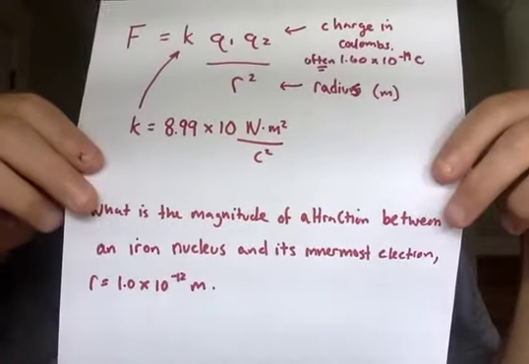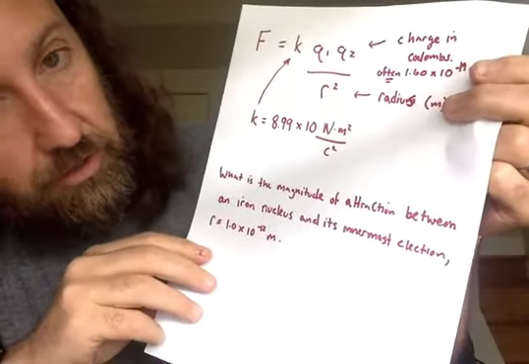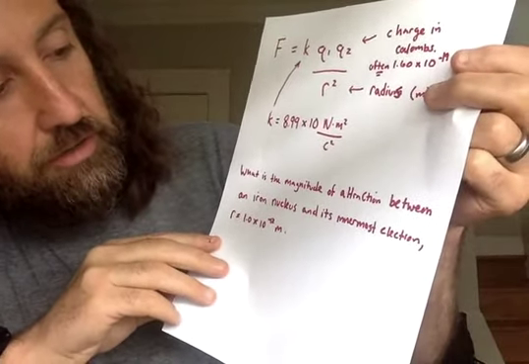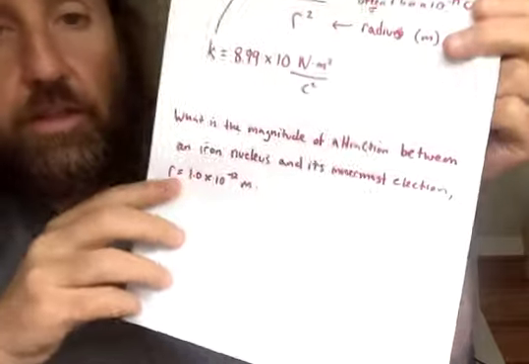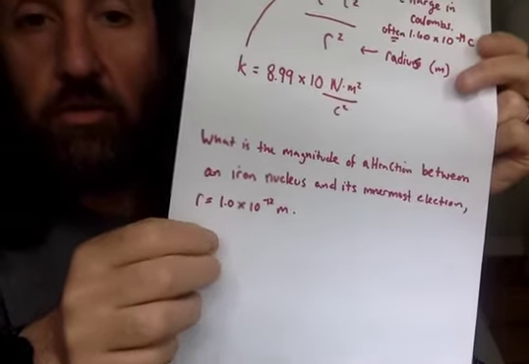So I figured we could do a problem here. What is the magnitude of attraction between an iron nucleus and its innermost electron? And then they just give us the radius there, and it's convenient because it's in meters: 1 times 10 to the negative 12 meters. So this is easy. It's a plug and chug problem. So I just have to take F equals k Q1 Q2 over r squared.